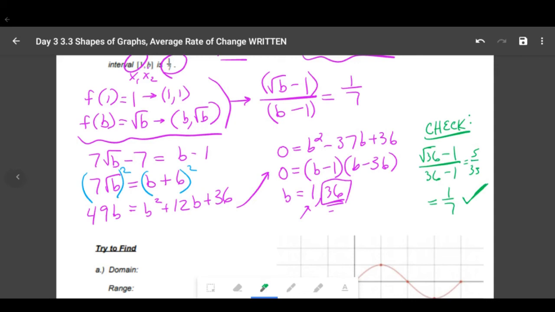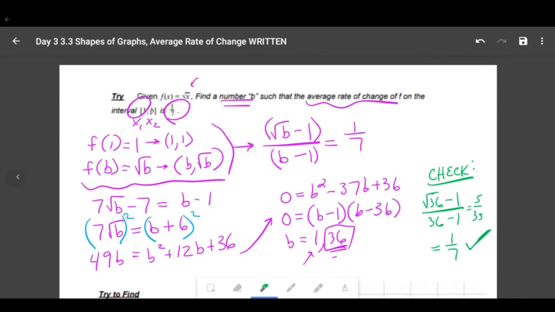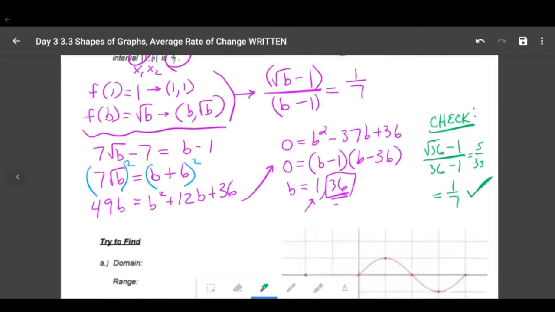So yeah, they just changed us up a little bit. Now instead of giving the coordinates, they actually gave you the final answer and you had to work back and get one of the coordinates. So hopefully you did okay when you paused it and checked your answer. Hopefully you got b equals 36.